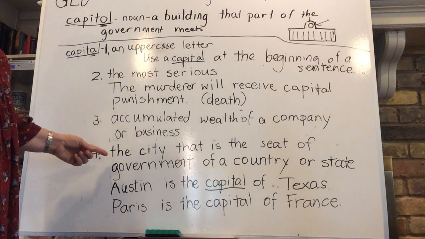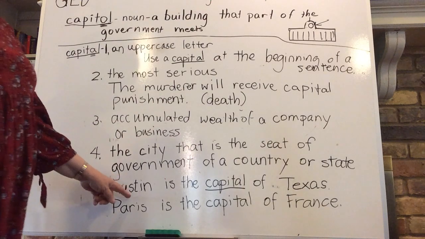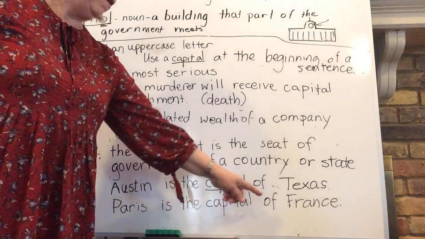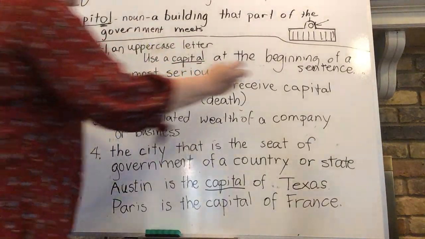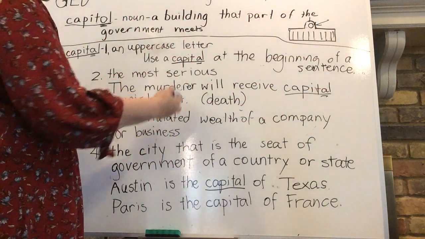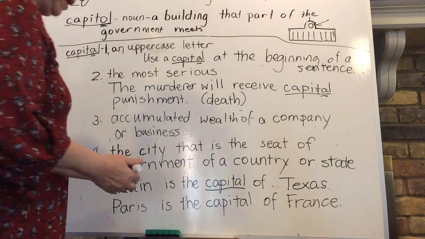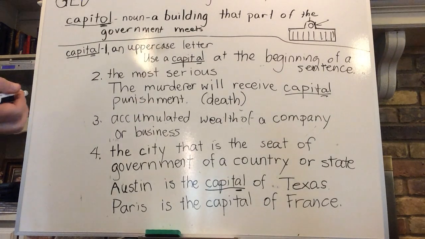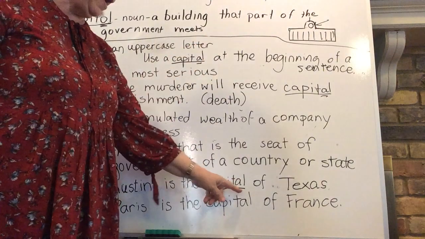It can mean the city that is the seat of the government of a country or state. Austin is the capital of Texas. Paris is the capital of France. All of these capitals: capital letter, capital punishment, capital that means accumulated wealth, saved up wealth, capital that means the seat of a government, the city or state where the government is seated. All of these are A-L.